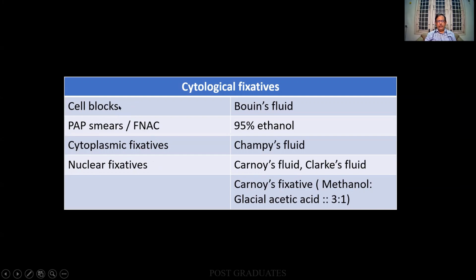Obviously, there is a cell block. You centrifuge and then you get a clump of cells fixed in Bouin's fluid. For pap smears, ethanol. Cytoplasmic fixatives, Champy's fluid. Nuclear fixatives, Carnoy's fluid, Clarke's fluid, etc. These particular lists, try to know at least for the interest of it. If you want to irritate your friends, you can just ask, what is Champy's fluid?